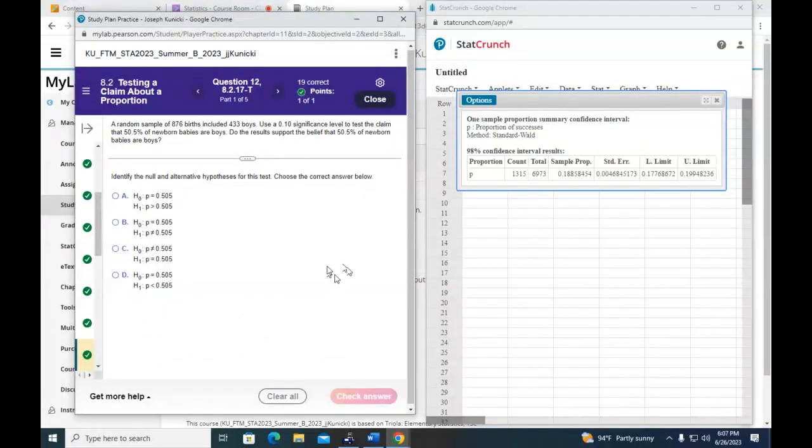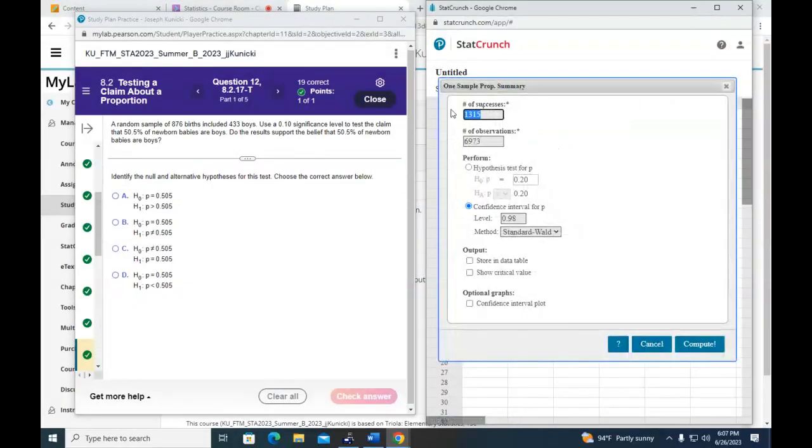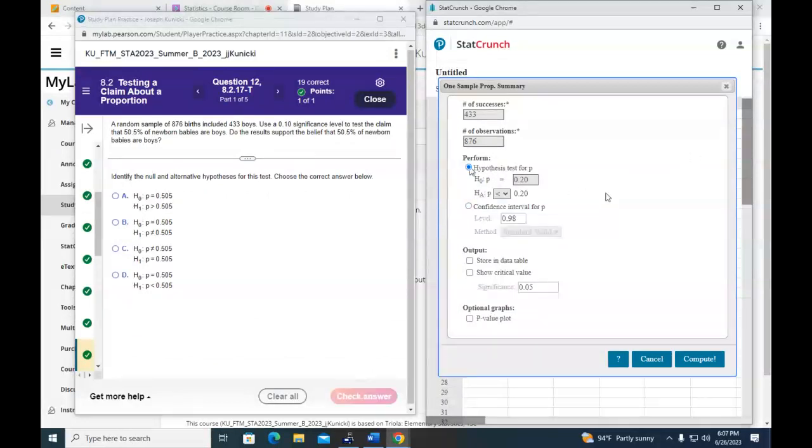A random sample of 876 births included 433 boys. Use a 10% significance level to test the claim that 50.5% of newborn babies are boys. Okay, so 433 is the number of successes. There was 876 births, that's the number of observations. And it's equals, right? 50.5. And it's not equals because it's two-tailed. Because the claim is in the null. So it'd be B.